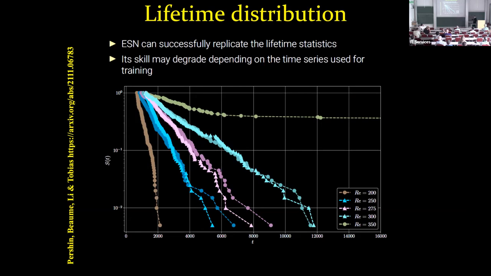And here, this is a very high Reynolds number where the distribution has changed and we just can't find the distribution for the echo state network.